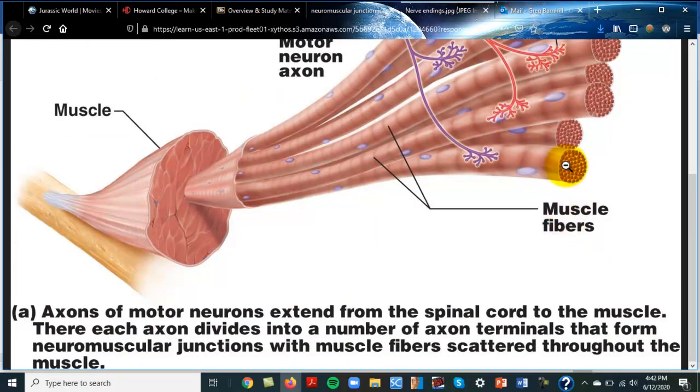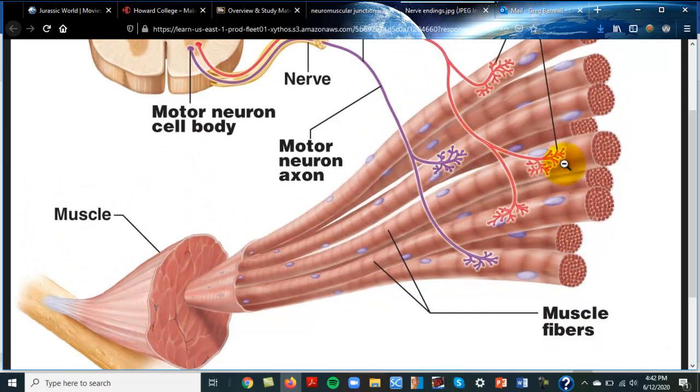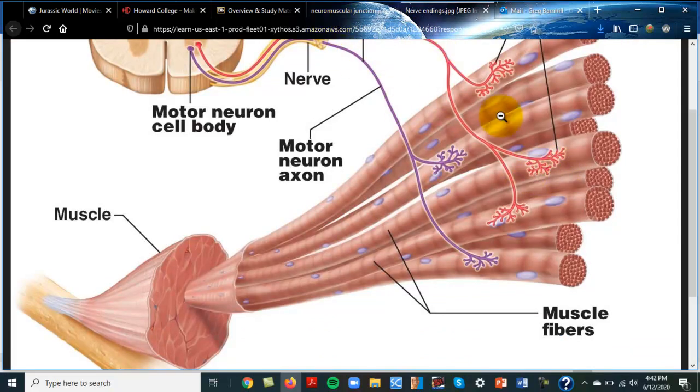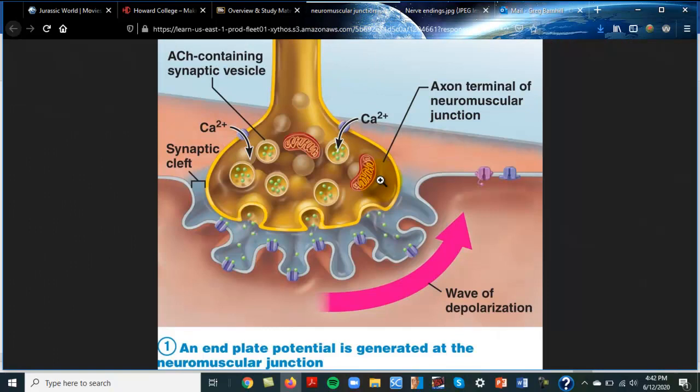Now, if you blow up one of those little areas right in here, that's called a neuromuscular junction, and it looks like that. So one of those little extensions on the end here, if you blow that up huge, this is what it looks like. So here would be the muscle fiber, here's the sarcolemma, and here's the end of one of those nerve endings. Sometimes they're called knobs. This is the axon terminal of the neuromuscular junction. But you see here's the nerve coming down. These are mitochondria. And then this is all of the area what's called the neuromuscular junction.